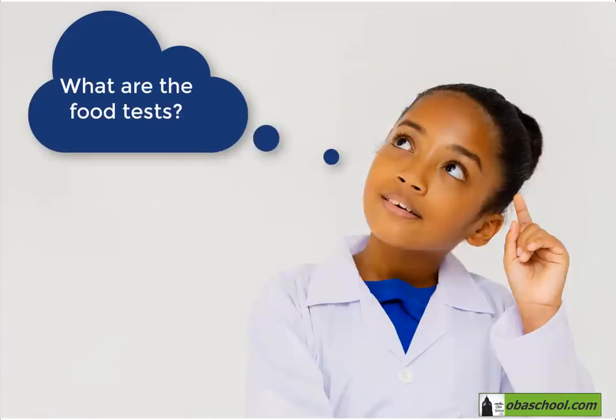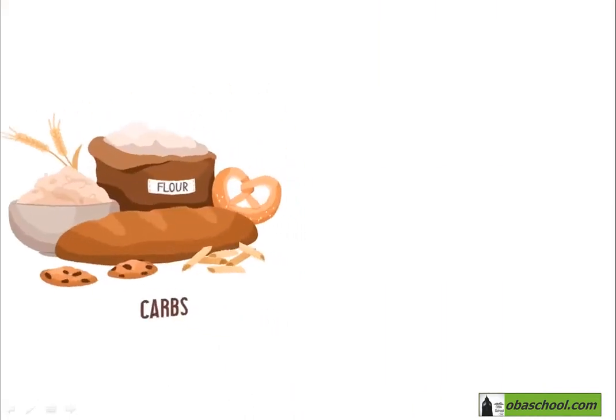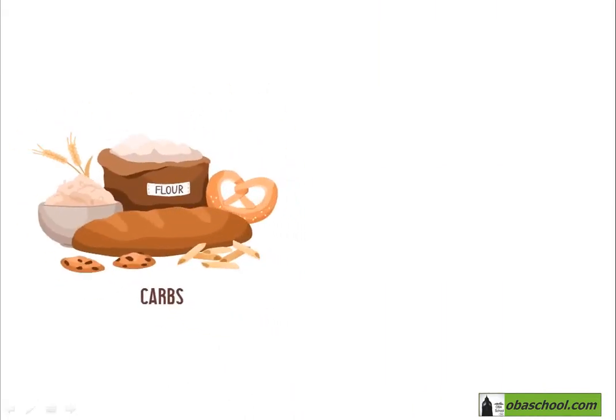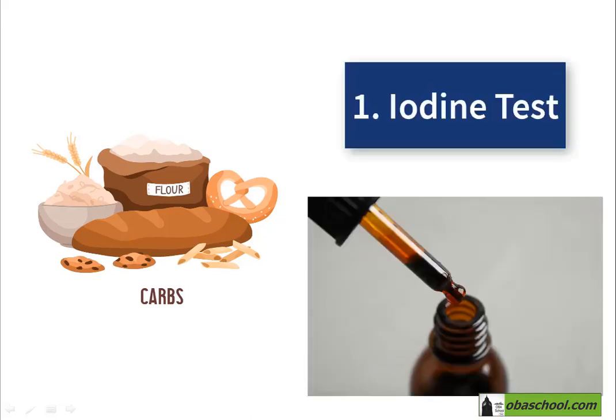Now, what are the food tests that we should be aware of? Let's start with carbohydrates. There are two tests for sugars. The first is the iodine test for starch.